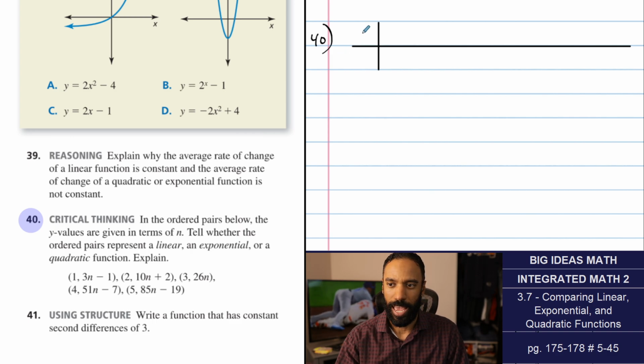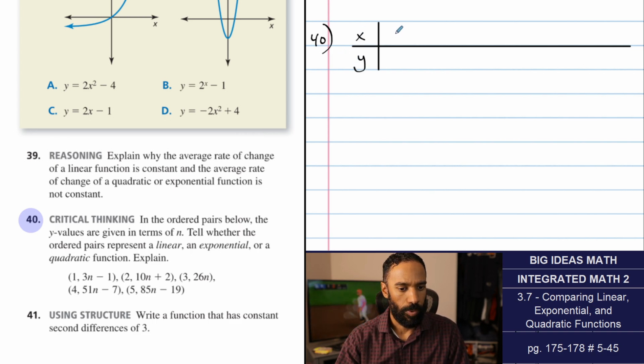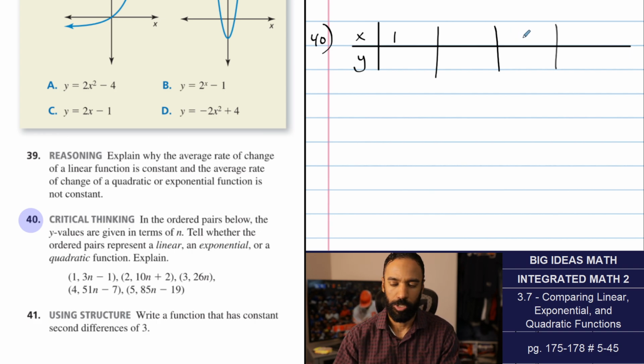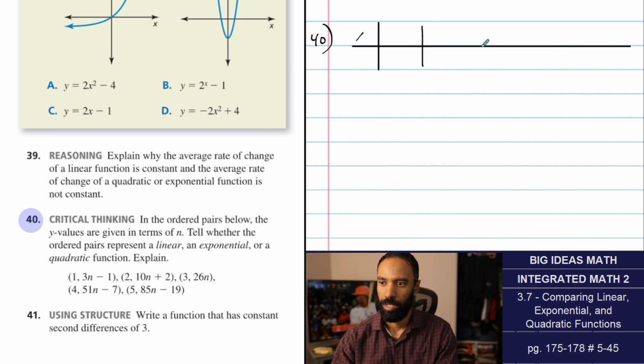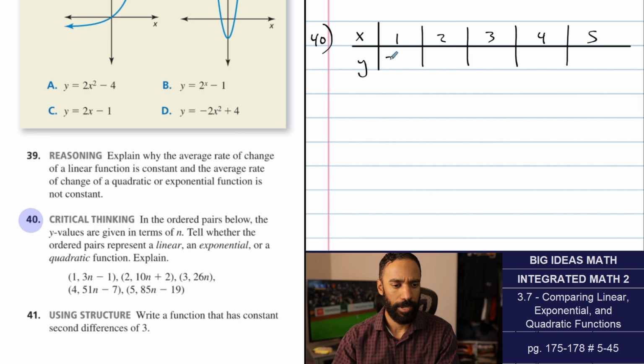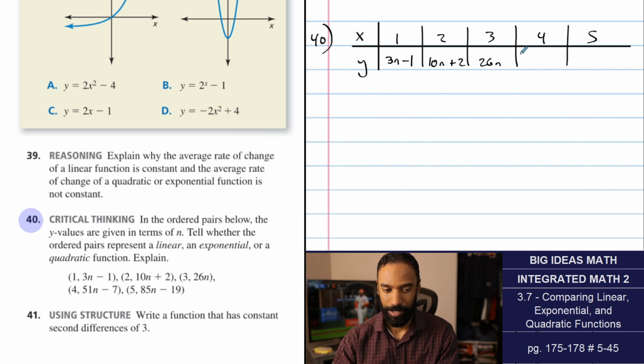But this is like an x and y. This goes 1, 2, 3, 4, 5. So 1. Oh, I'm going to need some space here. 2, 3, 4. That's too much space. Okay. 1, 2, 3, 4, 5. Let's do 3n minus 1, 10n plus 2, 26n, okay, 51n minus 7, and 85n minus 19. Okay, very, very interesting.